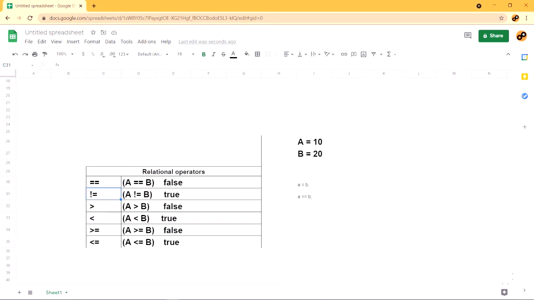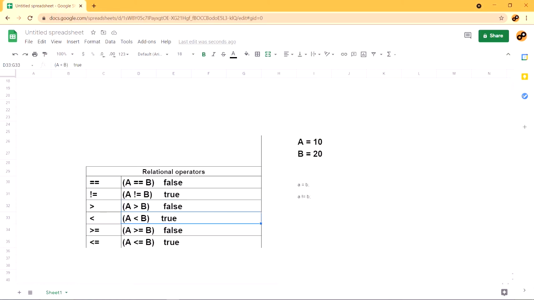Not equal to: if instead of this equal to I write not equal to, that means a not equal to b. A is 10 and b is 20, it is not equal, 10 is not equal to 20, so it's true. Greater than is simple, if a is greater than b, no, it is not greater than b, so it's false. And the same thing with less than, a less than b, it is true.